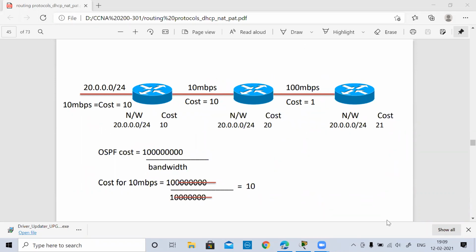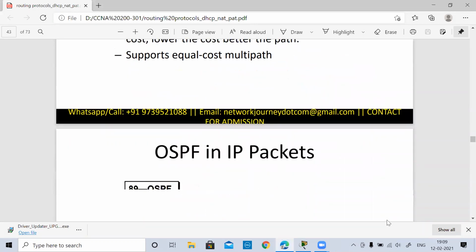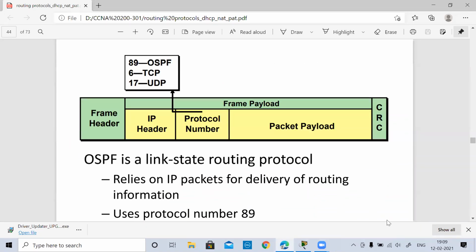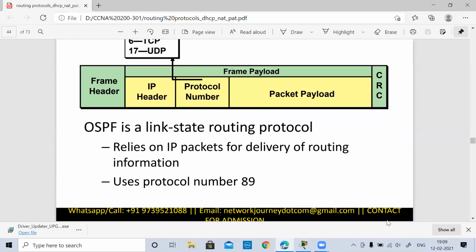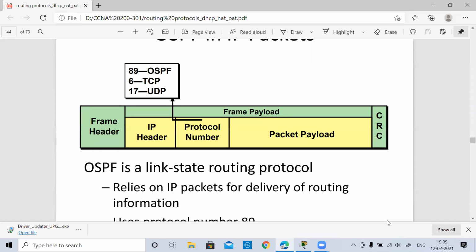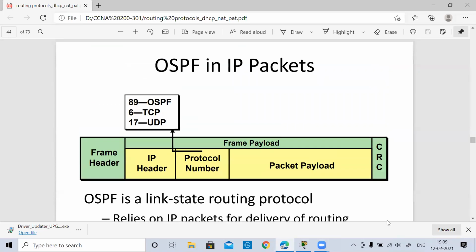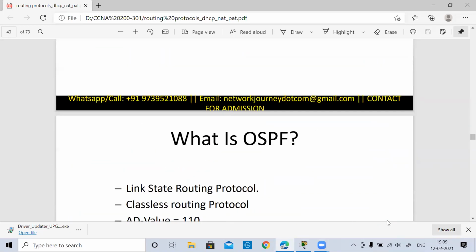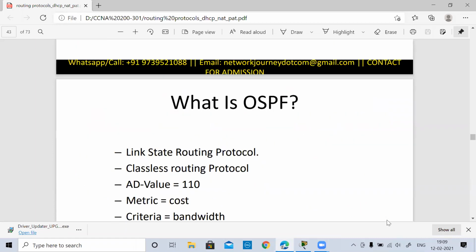And then coming back to the protocol number in the IP packet, if you remember, we had this protocol number. The protocol number for OSPF is 89. This is the protocol number, 6 for TCP and 17 for UDP. This is what we had seen, the protocol ID in the IP header. So I hope now this OSPF part is clear.